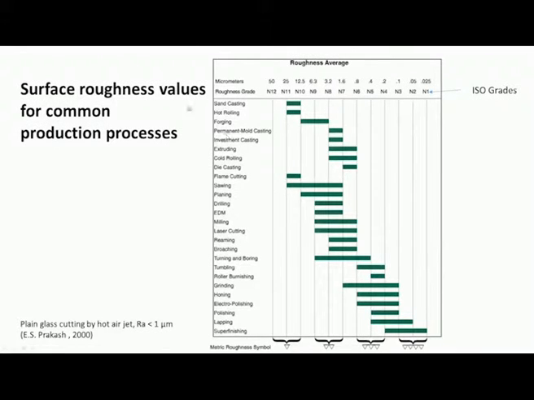Now, this picture shows surface roughness values for common production processes, and these are roughness average or Ra values in micrometers. You can see the range is 0.025 micrometer to 50 micrometer Ra, and this row shows the ISO grades, N1 grade, N2 grade up to N12 grade. N1, N2, N3 are fine, they provide fine finishes, and we use N10, N11, N12 grades whenever we want to specify rough surfaces.